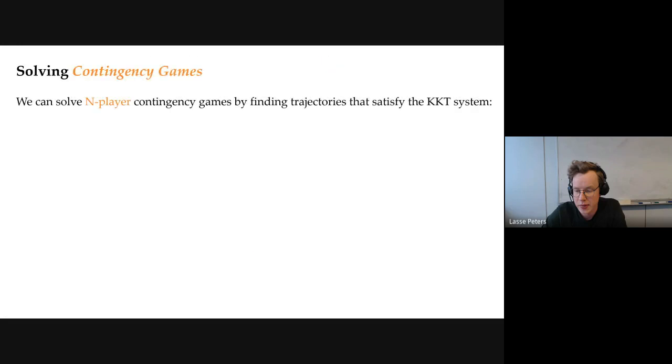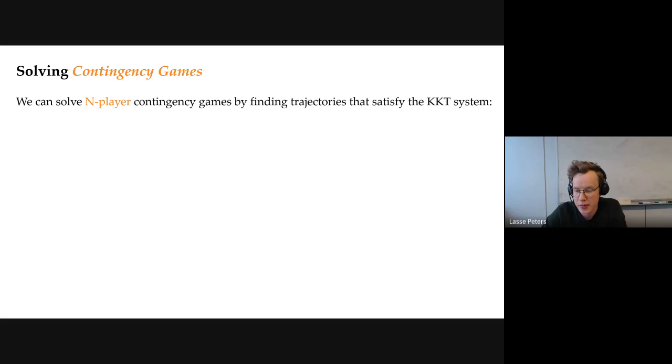Okay. So let's move on to solving contingency games. So far we've discussed this two-player toy example with two hypotheses, but now for solving, let's consider the n-player contingency game setting. If we want to solve that, we can do that by finding trajectories that satisfy the KKT system, so the first order necessary conditions of this coupled optimization problem.